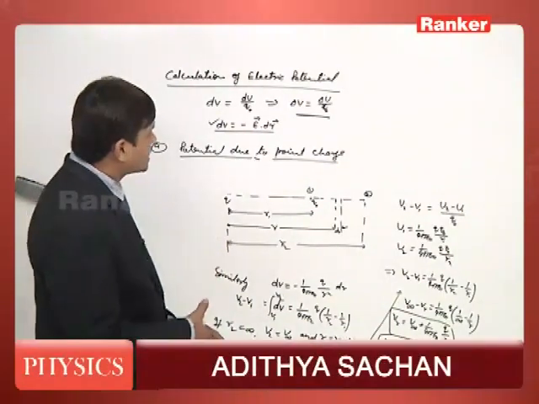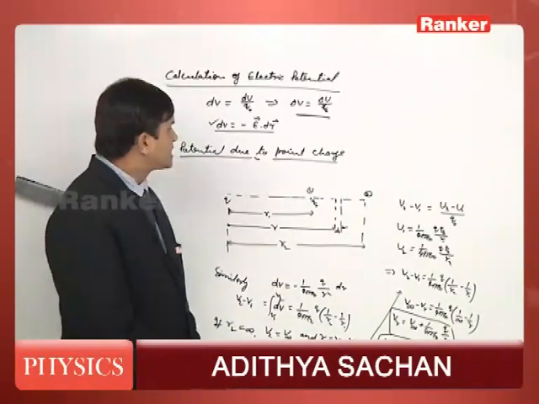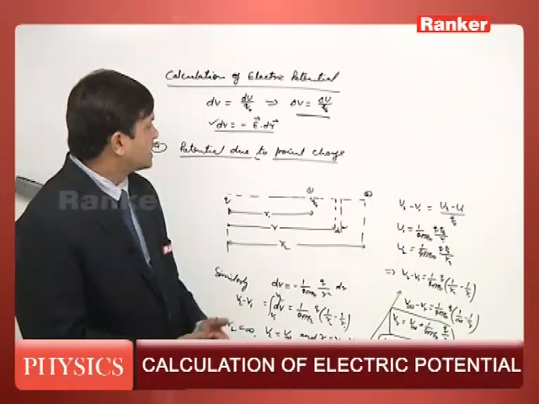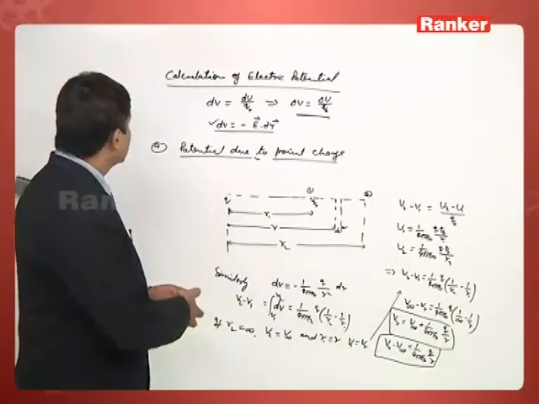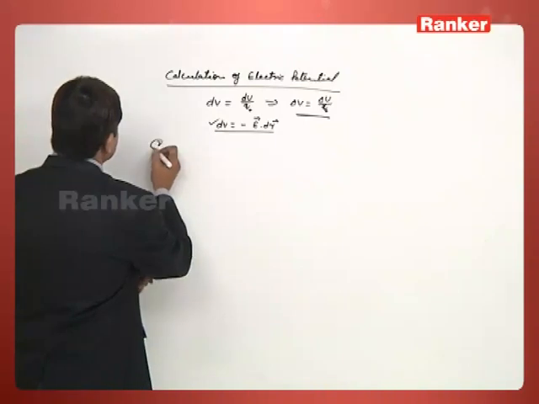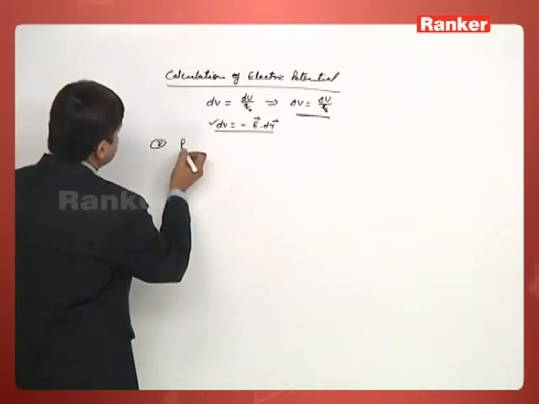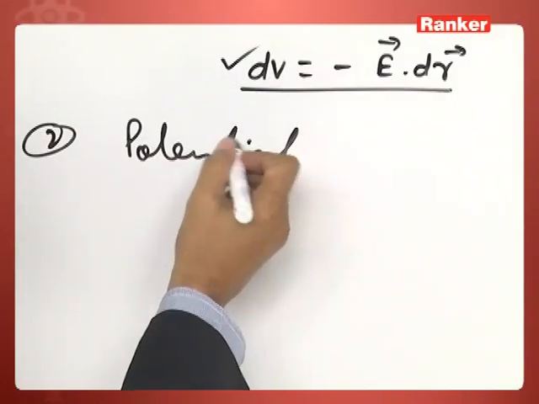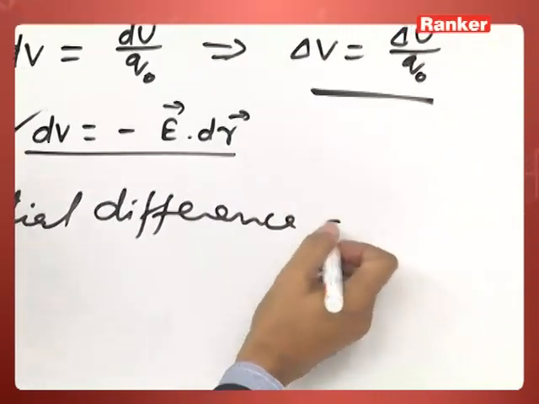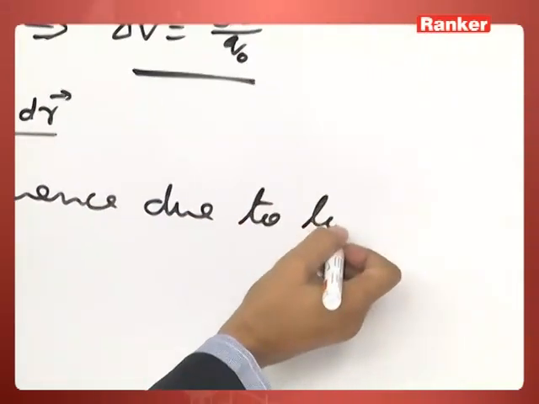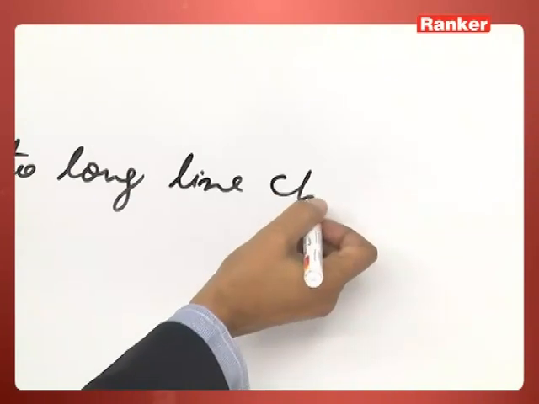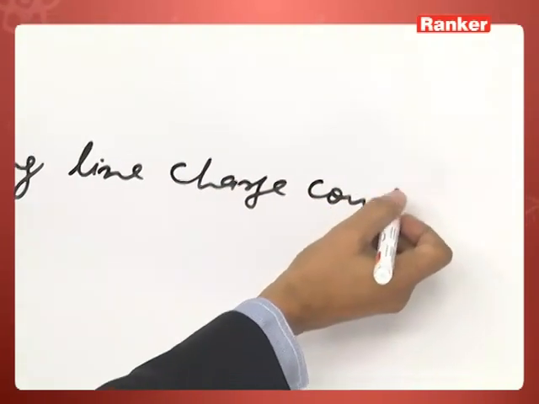Now if we have a distributed mass or a point charge is not there, then we can use the principle of superposition to determine potential due to charged bodies. Now see the next point. Second point, potential difference due to long line charge conductor.